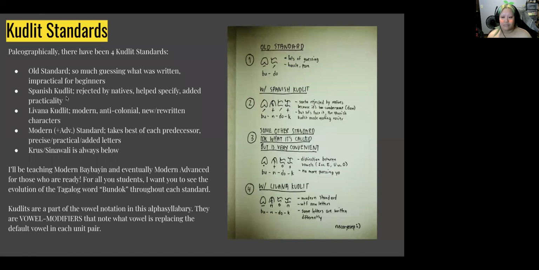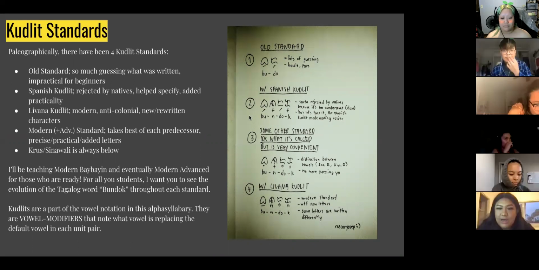Then with colonization, the Spanish introduced their own kudlits. It was rejected by the natives, but it did help specify and add some practicality. So here you can see with the word bundok, there is every letter within the word, and then you have the kudlits added.